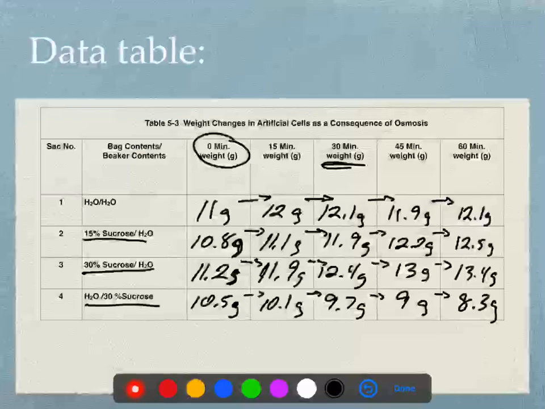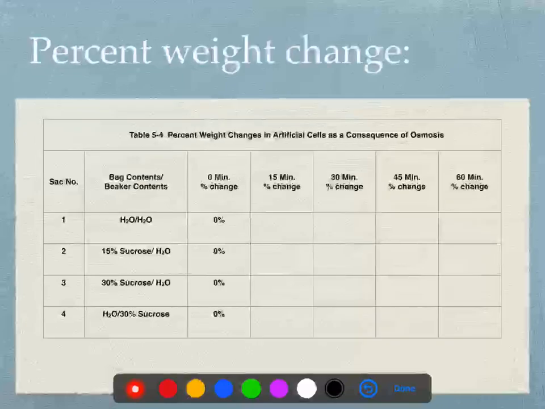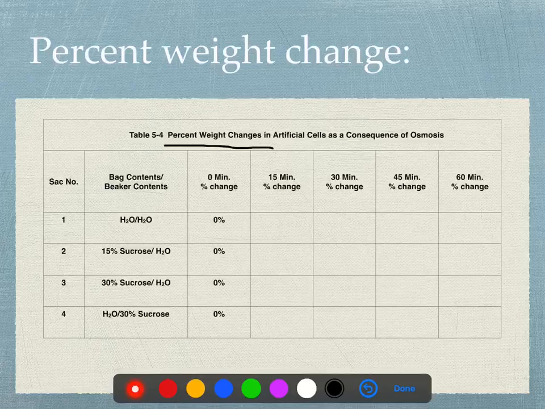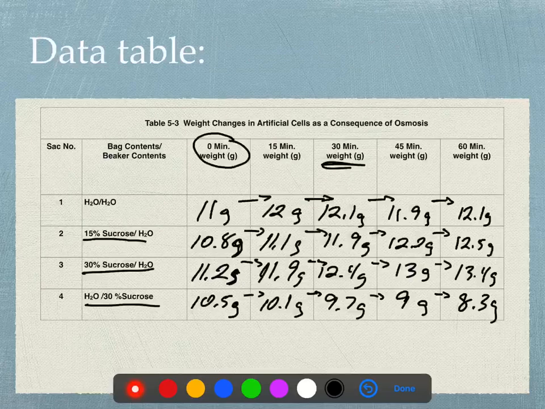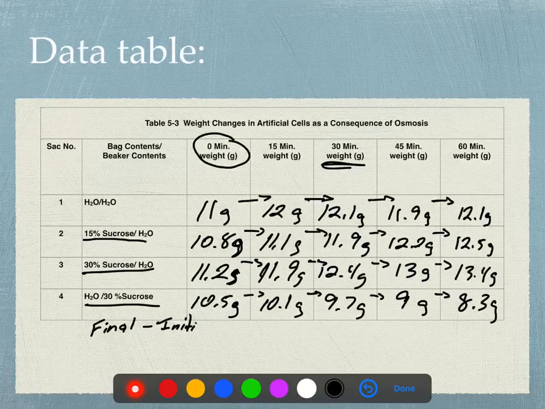Okay, we want you to record the percent change in mass over time. And we give you a formula in the next table. The percent weight change can be determined by taking your final reading. Let's go back to the original table so that we have the data. You're going to take your final reading and you're going to subtract from it your initial mass or reading, and then you're going to divide that by the initial.